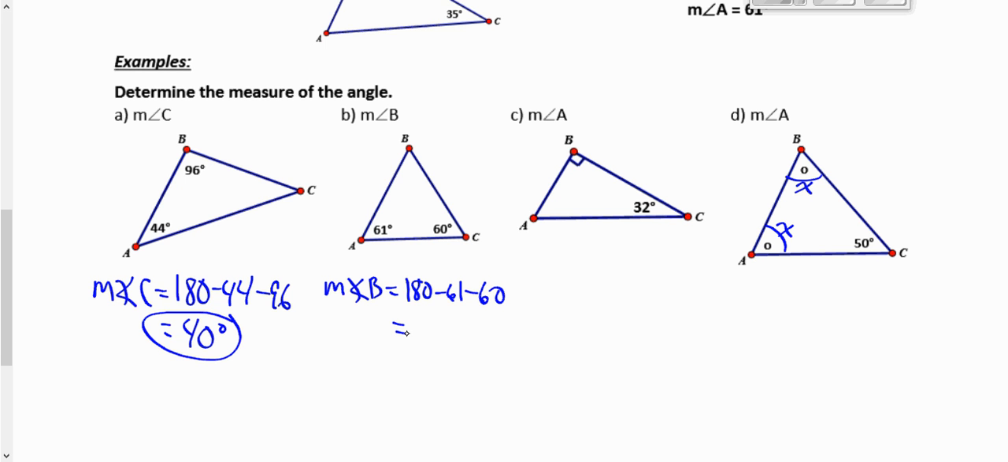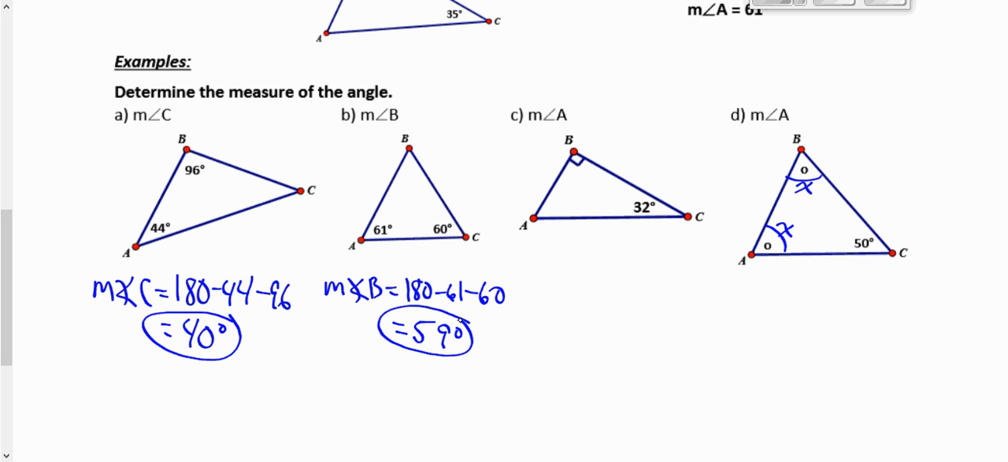How about B? 59, you said? Okay, good, easy enough. Talk about C here. Somebody tell me what they don't get for C. 58 degrees? 58? So what'd you do?